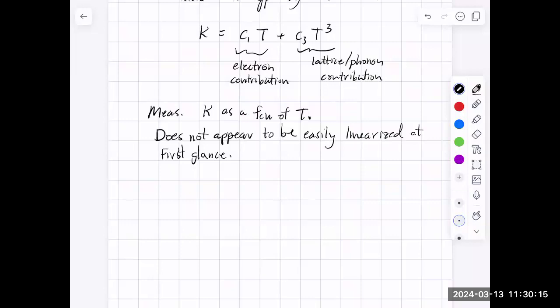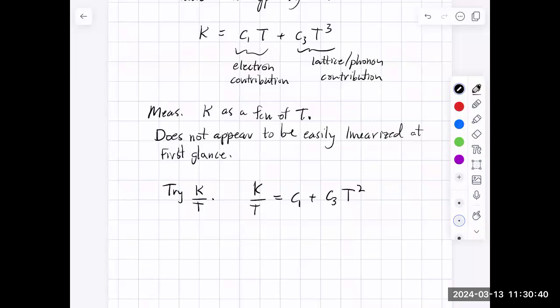I think you're on to something. I don't want to do times. Yeah, let's try kappa divided by T. So kappa divided by T is going to be equal to C1 plus C3 T squared.